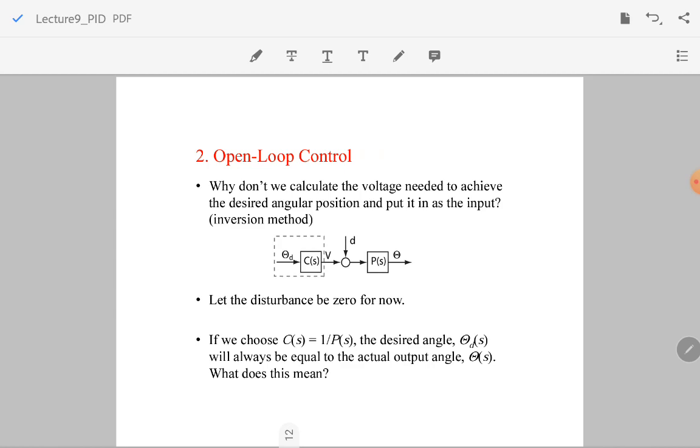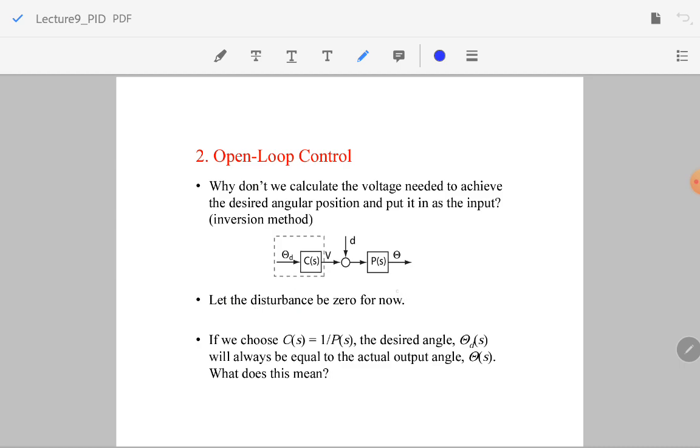So, the next slide. Let's try some open loop control. People have actually thought about this before. This is open loop, so there's no sensor. We have no idea what the current position is, but we do know what position we want it to have. It's like saying, I want my arm to go to 30 degrees, but I have no protractor, no way of knowing. Let's make the disturbance 0 for now.